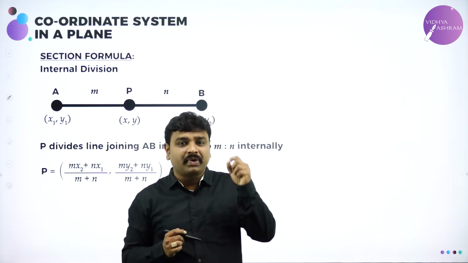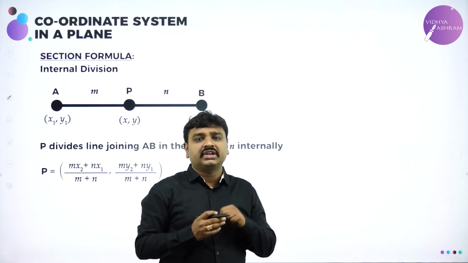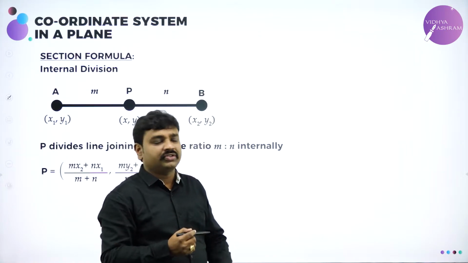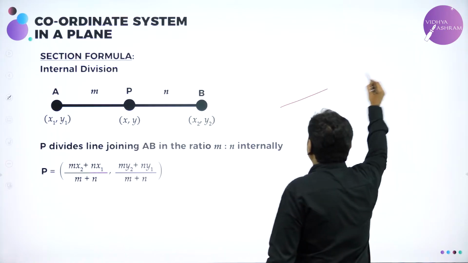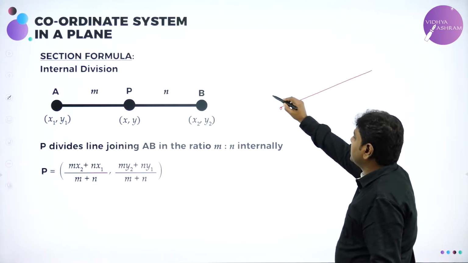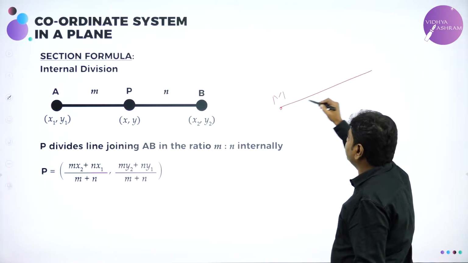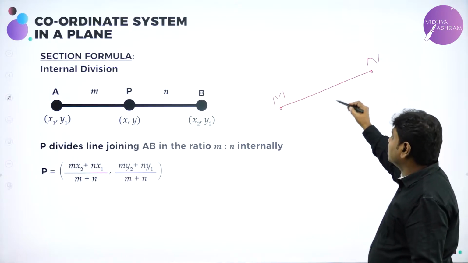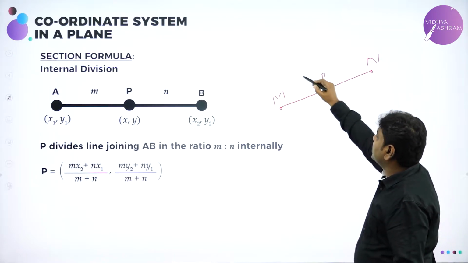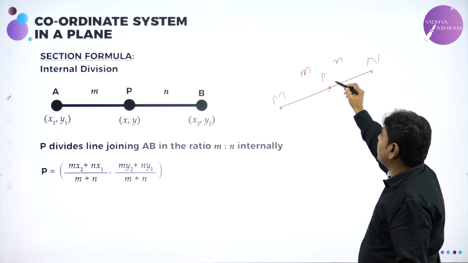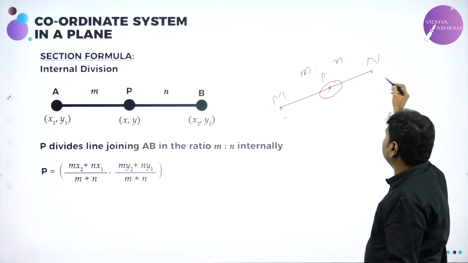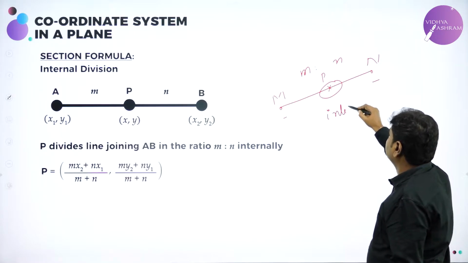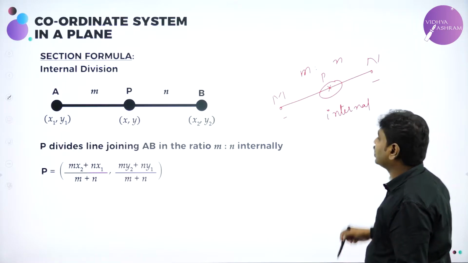Internal division means the point which divides the line joining should lie between the 2 points. Suppose I have 2 points, so this is a line joining point, say one is M, the other one is capital N. So these are the 2 line joining points. If any point divides in the ratio M is to N, you can see the point of division is between M and N. Between means internal. That's why we use the word internal division.